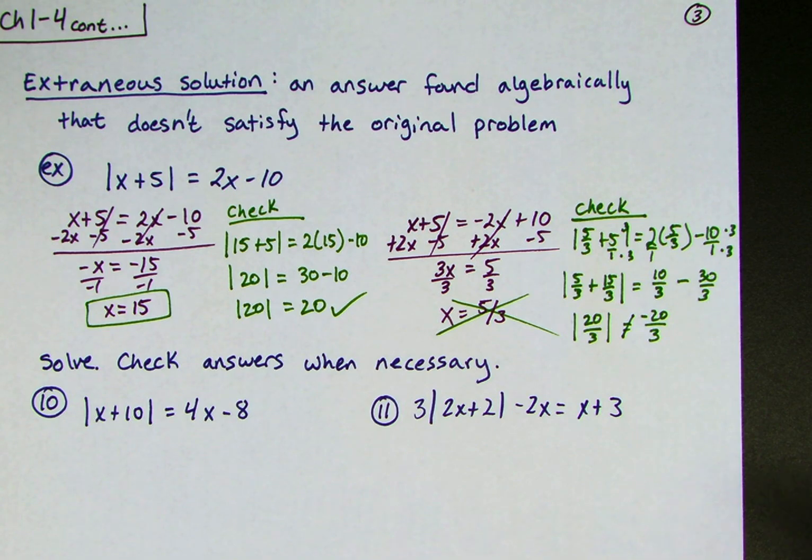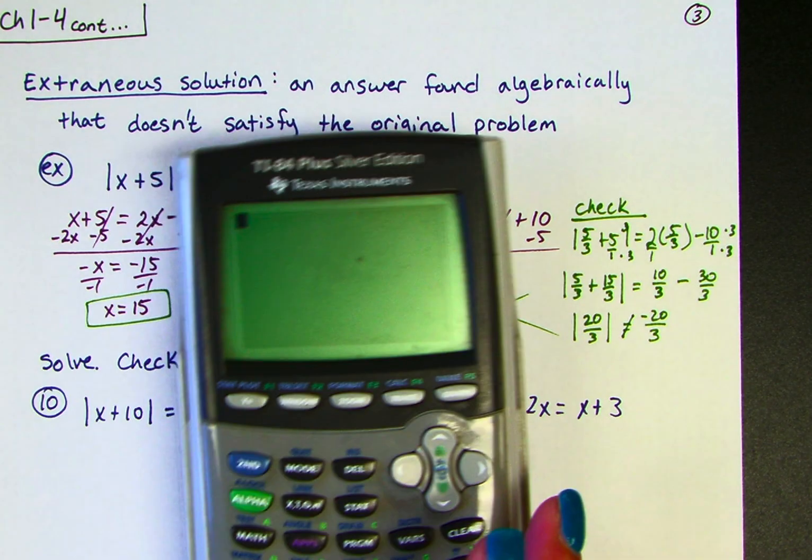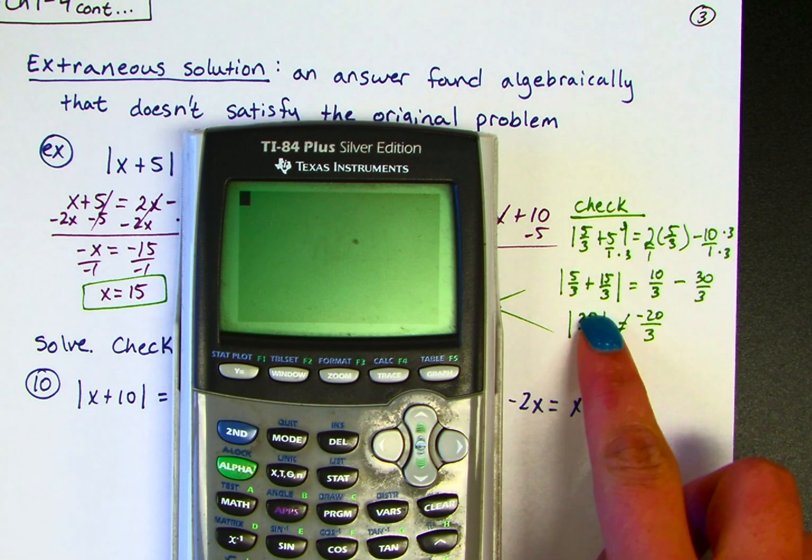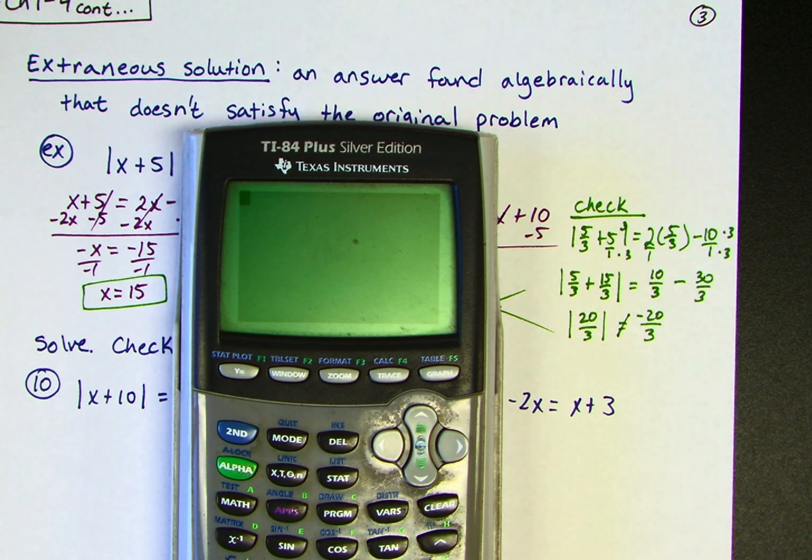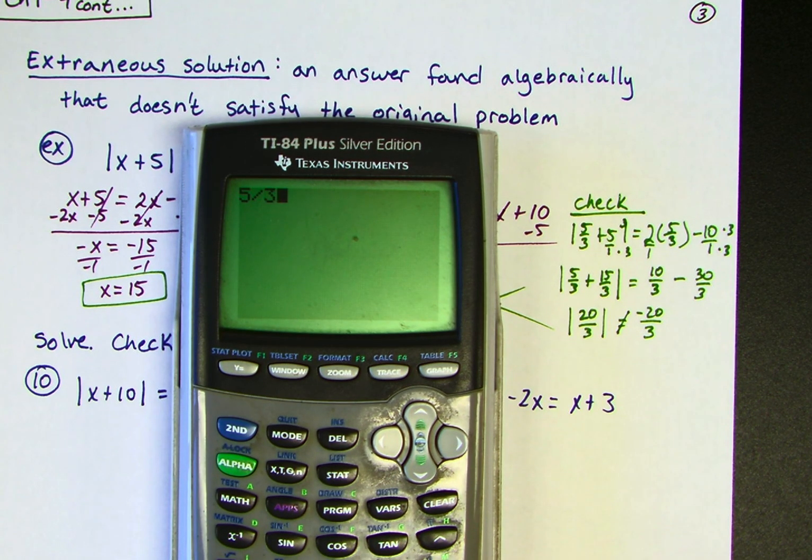Okay. Now for the fractions, if you guys want to use your calculators, that's fine. So like on our check problem, instead of doing this part by hand, I can just type in 5 divided by 3 plus 5, and then I'm using my math button here, and that will change it back into a fraction, so I'm pressing enter, enter.